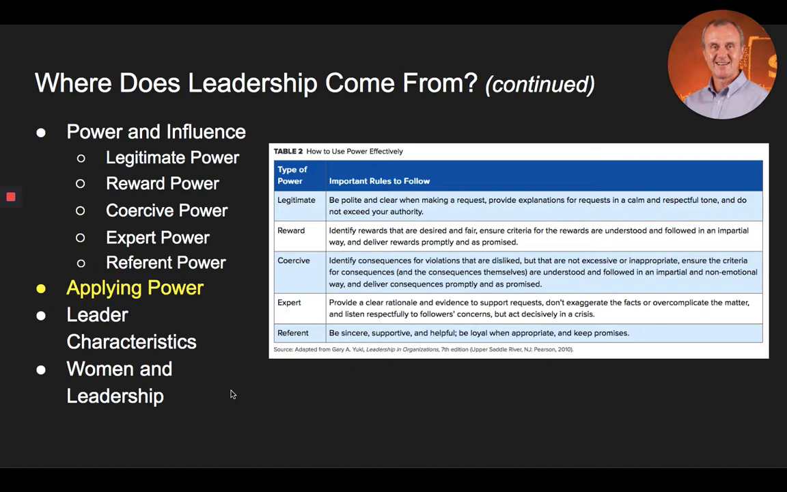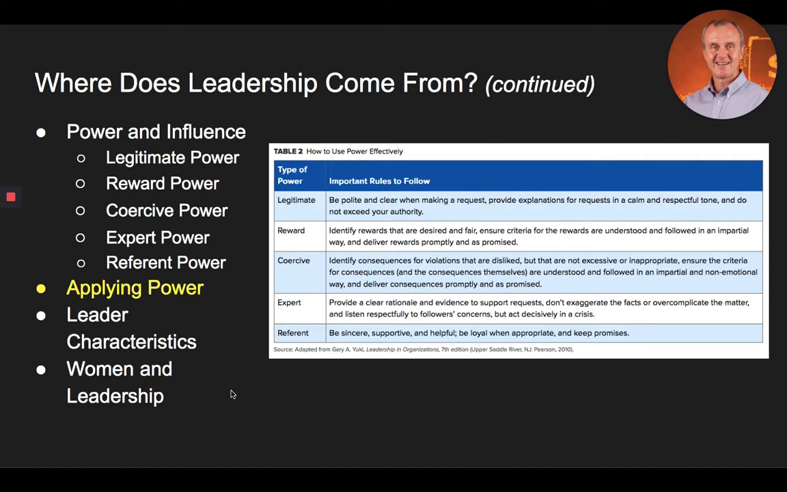How should you go about applying coercive power? Identify consequences for violations that are disliked, but are not excessive or inappropriate. Ensure the criteria for consequences and that the consequences themselves are understood and followed in an impartial and non-emotional way. And finally, deliver consequences promptly and as promised.